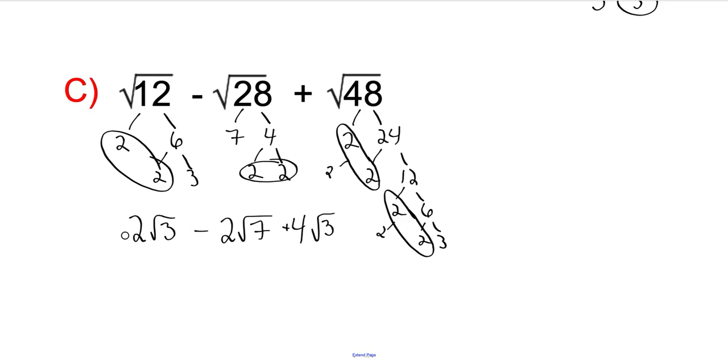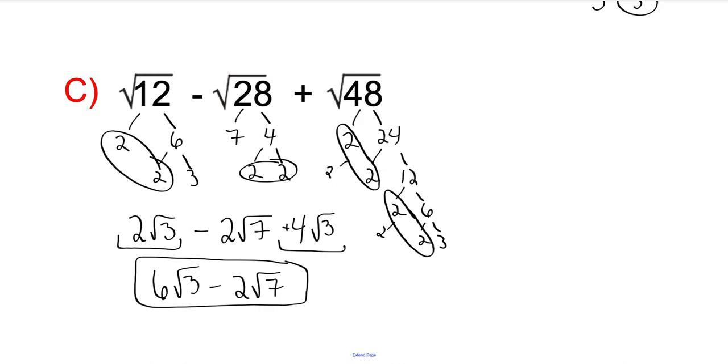And then we look at our radical. Do we have anything we can put together? This goes with this because they match. So 2 plus 4 would be 6 root 3, and we have minus 2 root 7. Okay? So sometimes we can add them together, like we did in C here, and like we did in B up here. You couldn't add them together, but we had to simplify them. Okay?